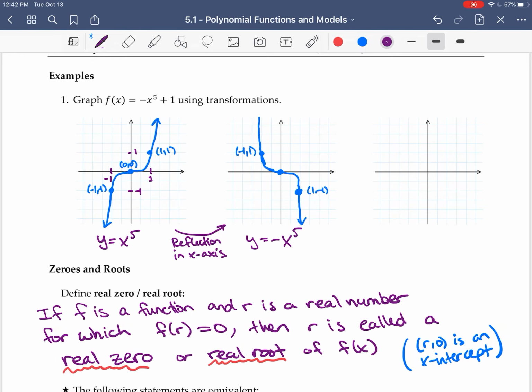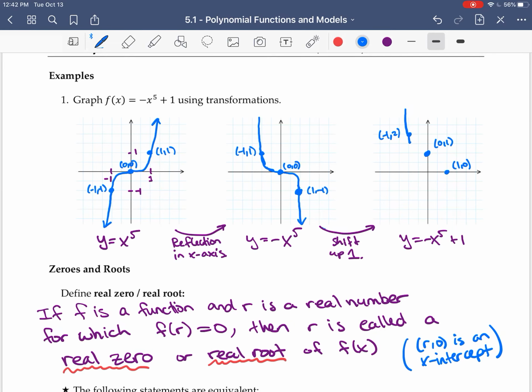And now I want to add the 1. So now I have negative x to the 5, but plus 1. This is going to shift the graph up 1 unit. So now instead of at 0, 0, I'm going to be at 0, 1. Negative 1, 1 is now going to be at negative 1, 2. And 1, negative 1 is going to be now at 1, 0. So we just shift it up.